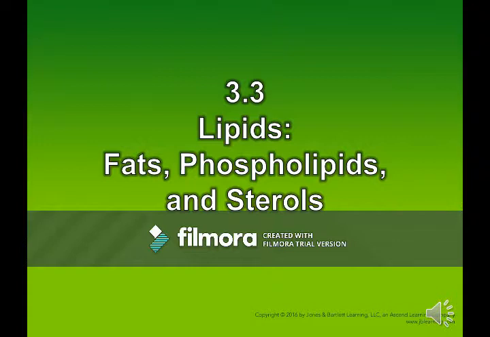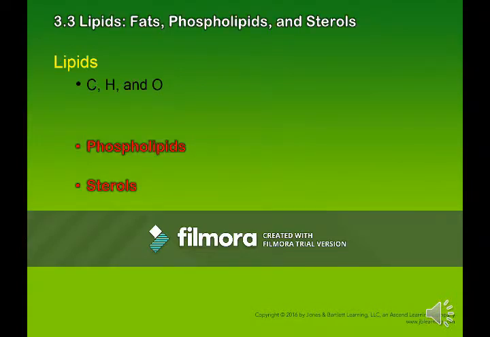With lipids, fats, phospholipids, and sterols, these are where we start getting into sort of more complex molecules, and they're of various sizes. Again, lipids are made up of carbon, hydrogen, and oxygen, but the big difference between a lipid and a carbohydrate is there aren't two hydrogens per oxygen in this formula. Lipids are basically your fats and your oils.